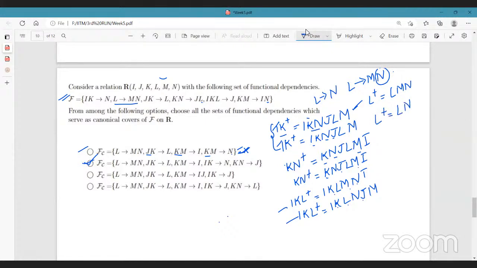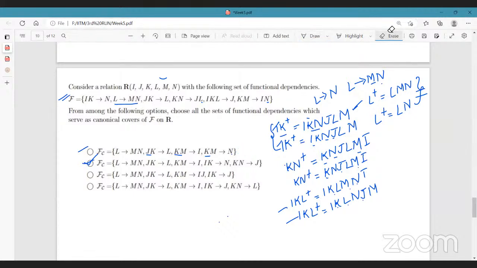Are we getting M here? No. These two are not the same, right? So by that we can say that M or N, both of them are not extraneous attributes. I got it, ma'am. Here we are checking whether it is in the canonical cover or not.